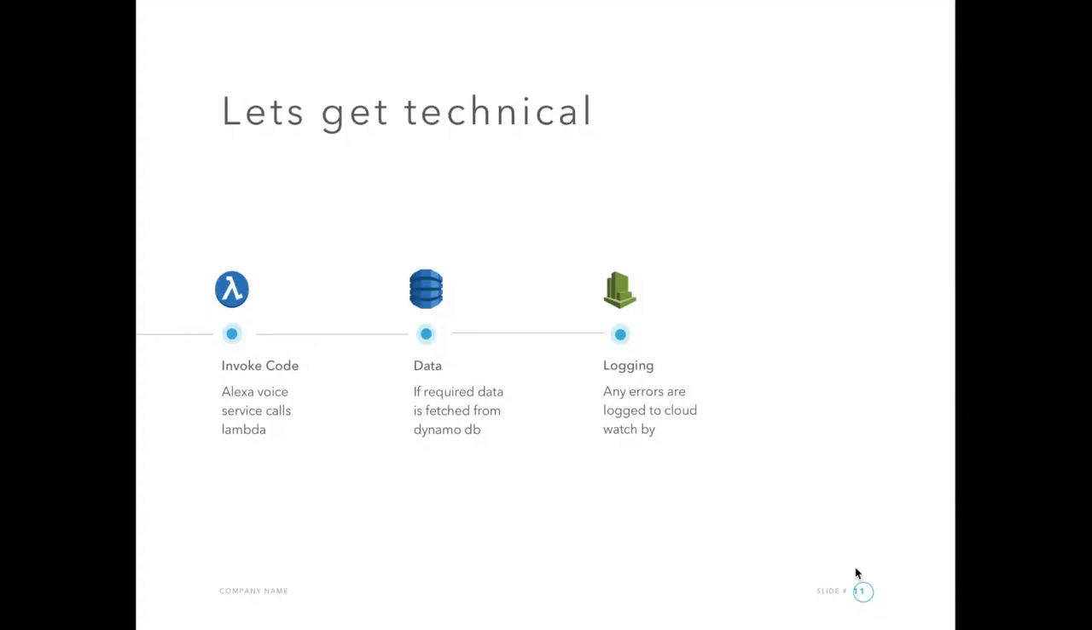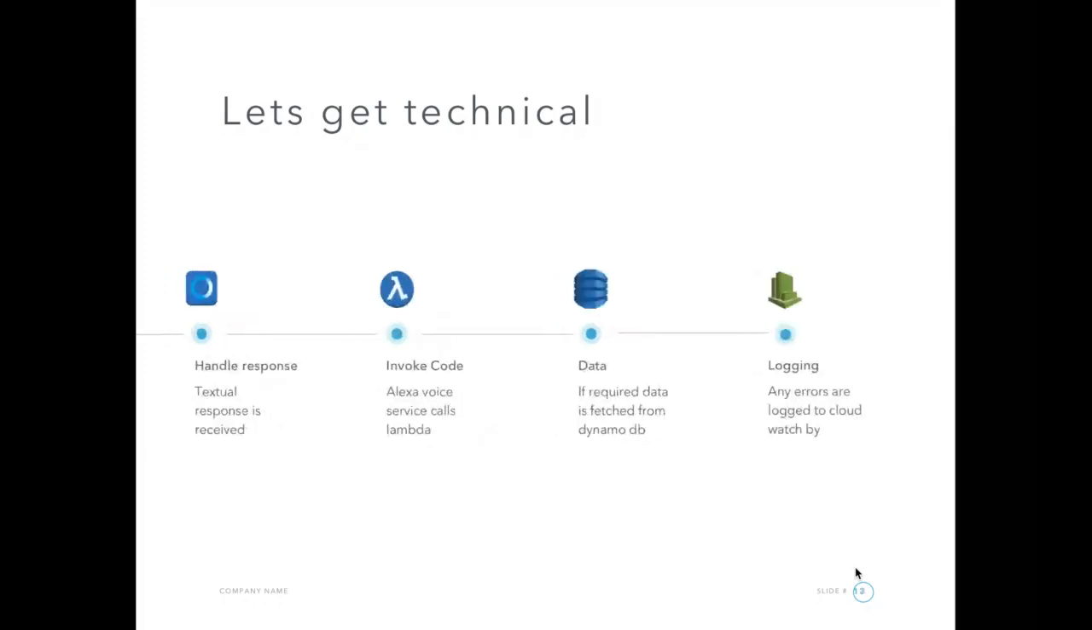You can also log the information in CloudWatch. So it all depends upon what kind of endpoint you have created. And once the Lambda function has worked its magic and fetched the data that it wants to send back to the user, it sends the textual response, typically a string, to the voice skill.